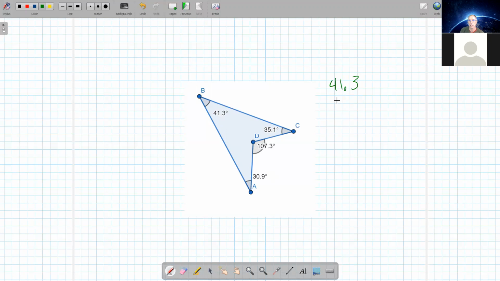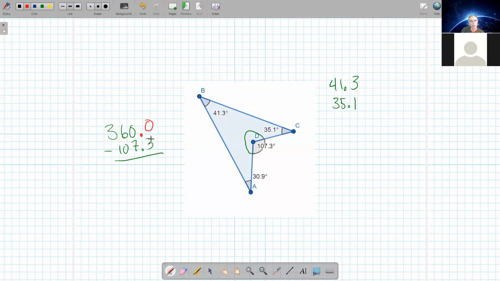I've got 41.3, and then I have 35.1. Now, I don't want that angle. I want this angle. So that means I have to subtract from 360. So I got to figure out what's 360 minus 107.3. But we are good subtractors. Line up the decimal point and borrow, or we could use that equal additions. That was always kind of cool.